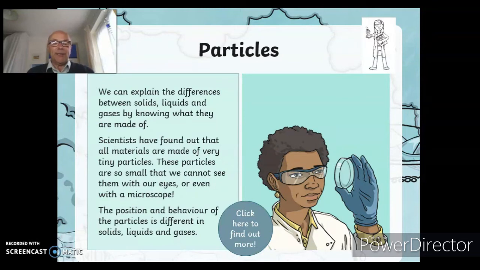Now, the differences between solids, liquids and gases come down to knowing what they're made of. Scientists have found out that all materials are made of very tiny particles. These particles are so small that we can't see them with our eyes or even with a microscope. The position and the behaviour of the particles is different in solids, liquids and gases. Here's a little video clip which will explain the difference between them.